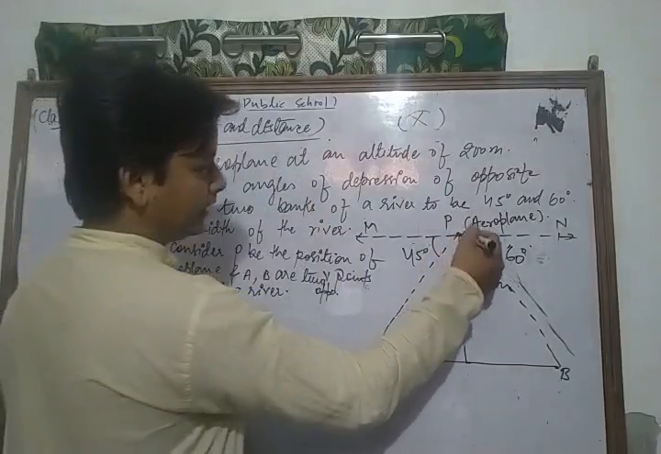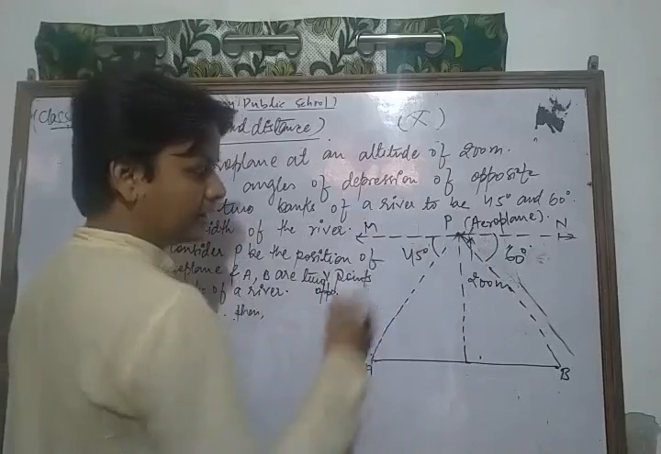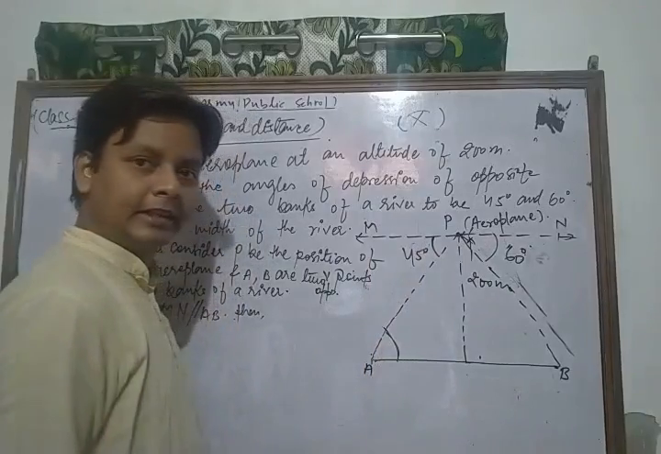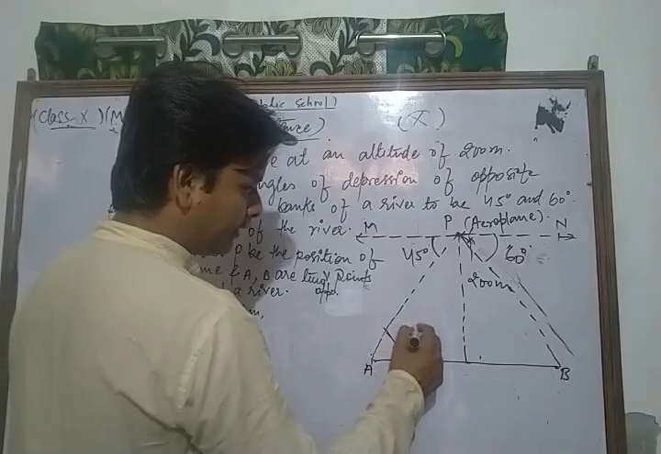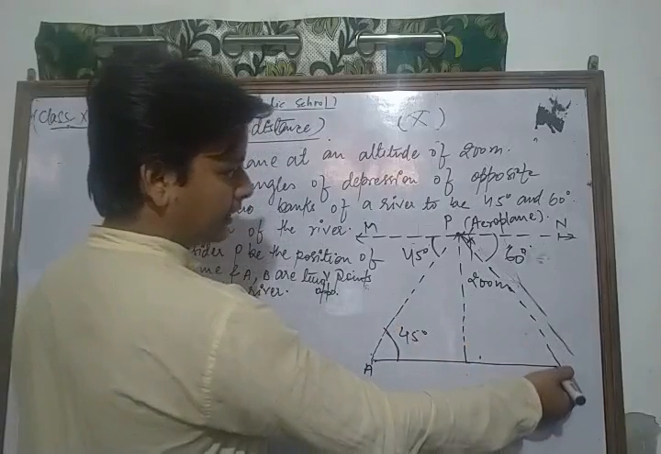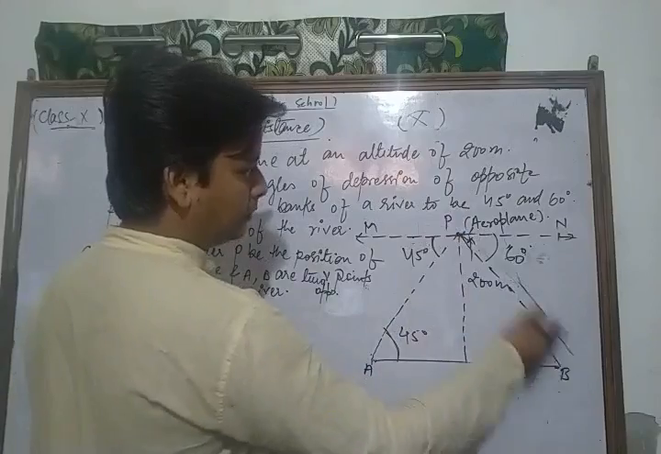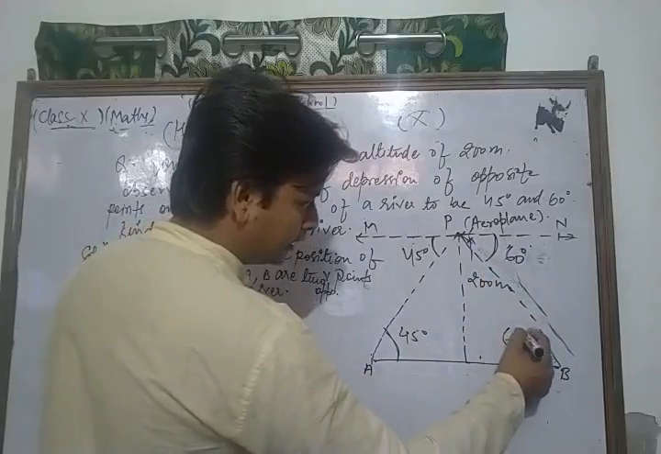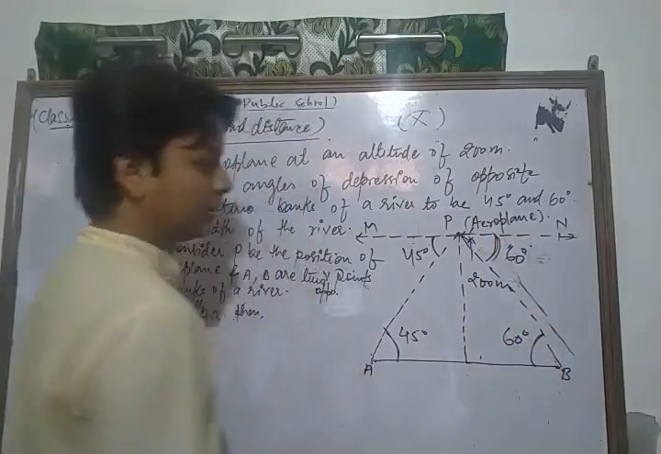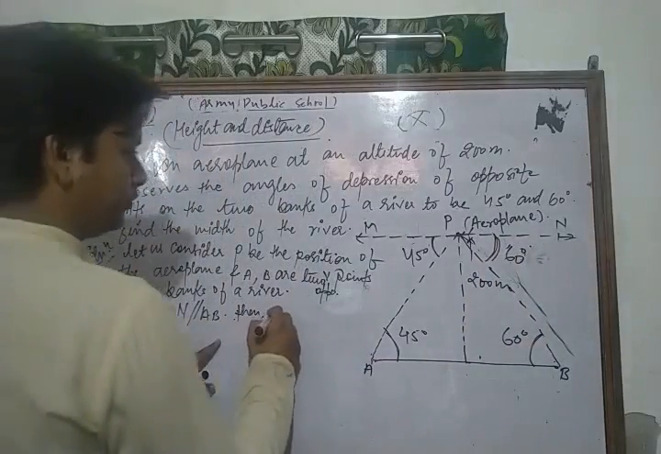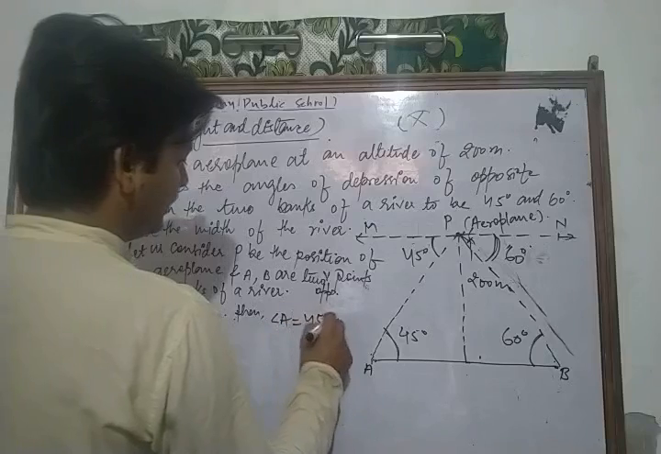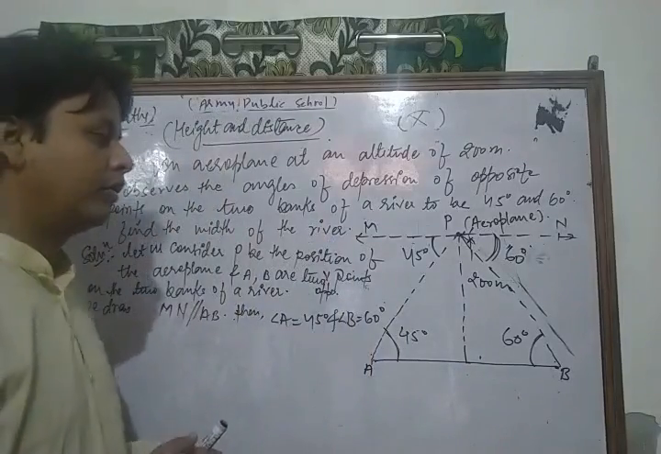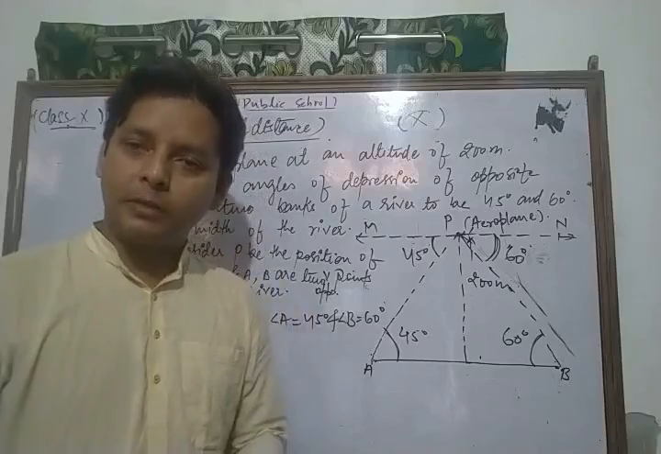If MN is parallel to AB and AP is a transversal, then the alternate interior angles are equal. So this is 45, and this is also 45 degrees. Similarly on that side, MN is parallel to AB and PB is a transversal, so the alternate interior angles are equal. That is 60, so this is also 60 degrees. So angle A is 45 degrees and angle B is 60 degrees by the concept of angles made by a transversal.